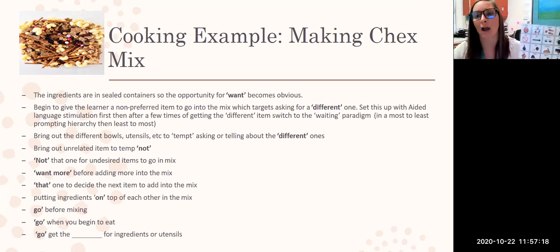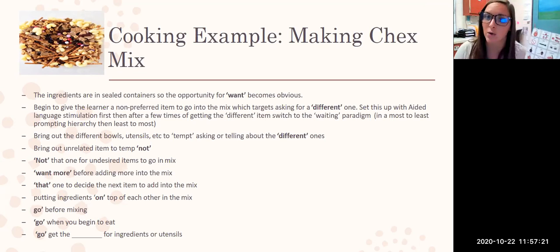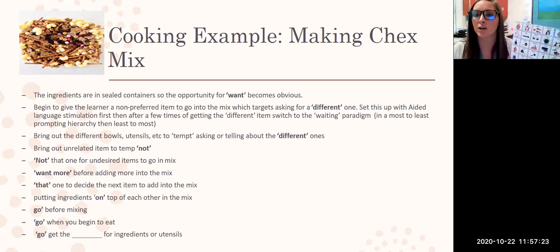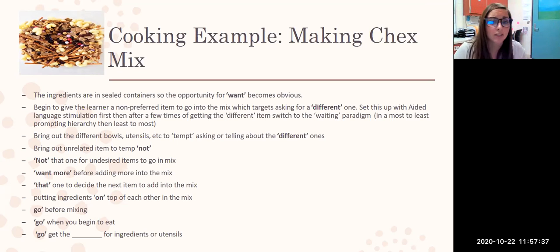So you want to model a few times before you're expecting them to say it. You have to set that scene up. But once you've done it a few times, start adding in that wait time we talked about to see if maybe they try to say it. Bring out unrelated items, so they have to say "not." Or bring out different bowls, utensils, different things to see if they want different ones. Have them ask for "more," say "want more," before they add more in to their Chex Mix.